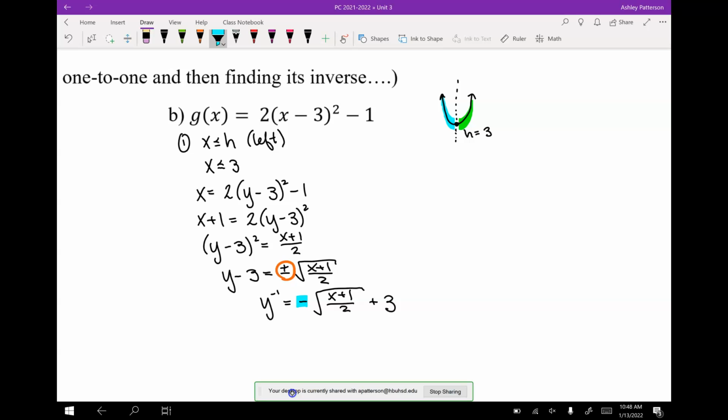Now let's say, I like positive numbers. I personally would like to go to the right. Hey, you do you. So if you're going to restrict to be greater than or equal to h, the right-hand side, when you find its inverse, so now we're stating at the very beginning x is greater than or equal to 3, your inverse will be the positive version.